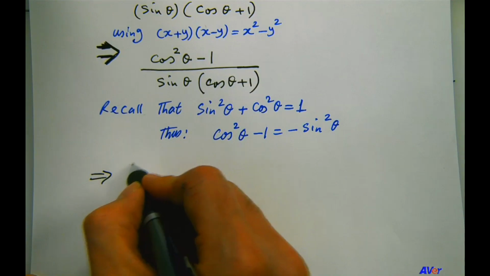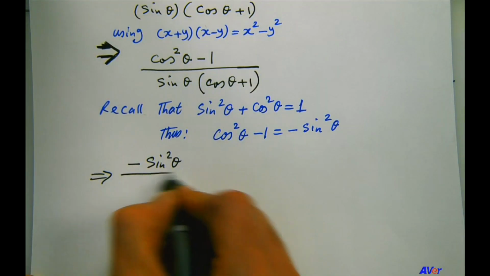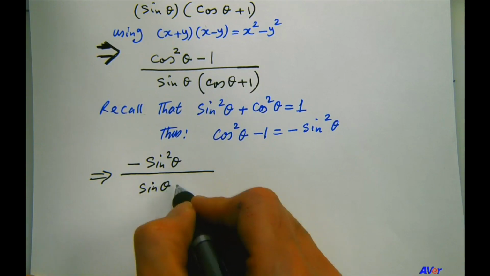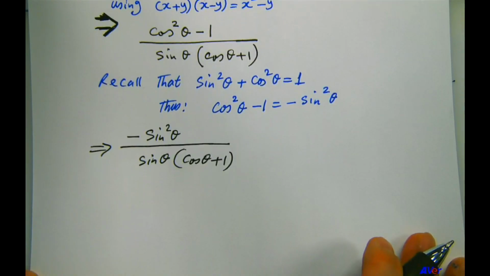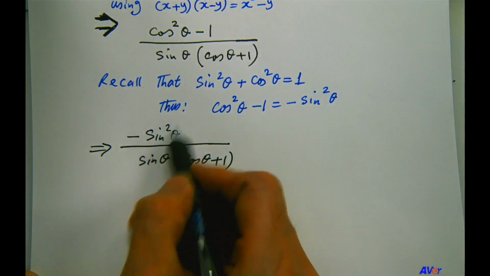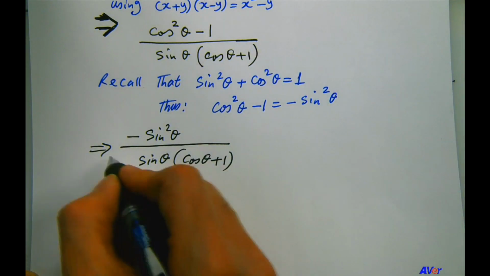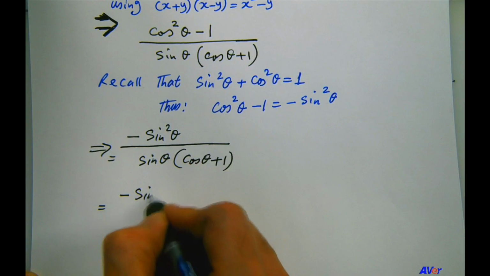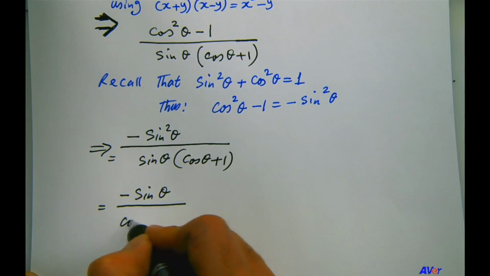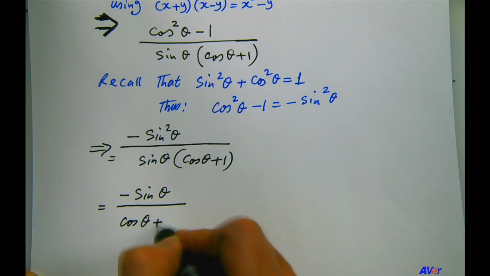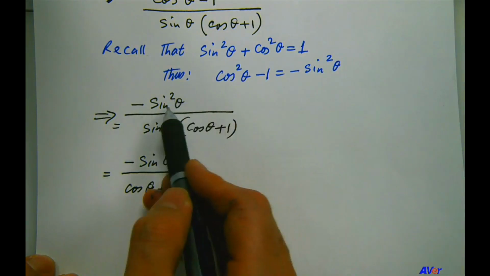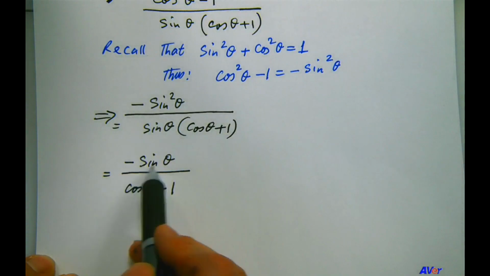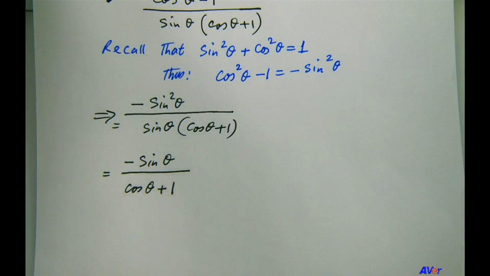We have minus sine squared theta divided by sine theta times cosine theta plus 1. Right? So we can cancel one of the sine theta with this, so we end up with minus sine of theta divided by cosine of theta plus 1. Okay, so this is as far as we can simplify this expression. This sine of theta canceled with one sine of theta from here. Okay, now let's take the limit.